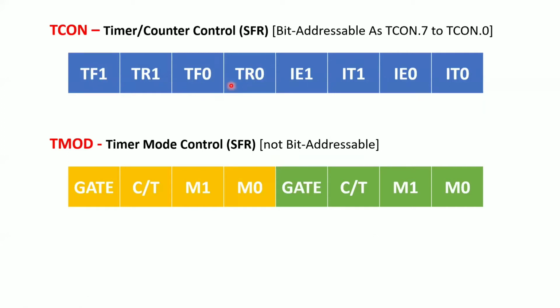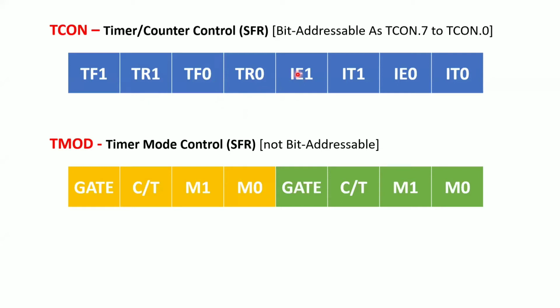The next two bits are TR0 and TR1. What are these two bits? In order to make your timer run, you must keep these bits at 1. If you make TR0 equal to 1, what will happen? Timer 0 will start running. Similarly, if you make TR1 equal to 1, then the timer will start running. Whenever you want to stop the timer, you just write 0 to the respective bit.